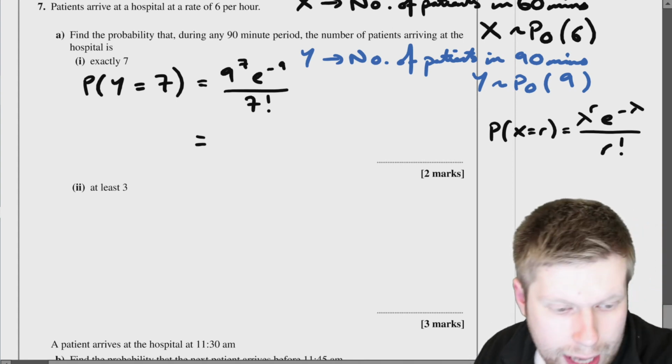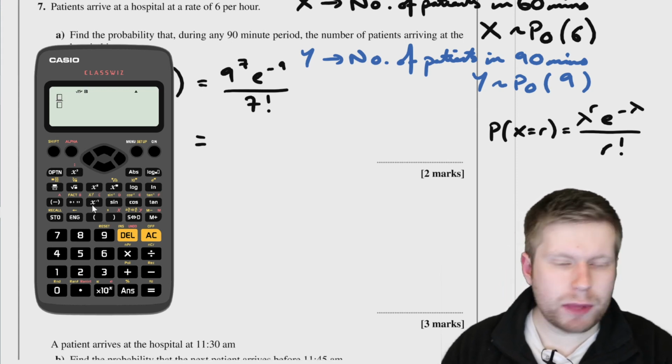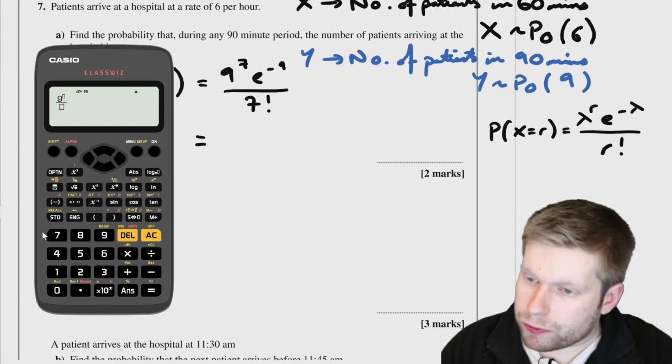Let's see how this looks on a calculator. So I'm going to clear my calculator. I'm going to first of all hit my fraction button, and I'm going to go 9 to the power of 7.